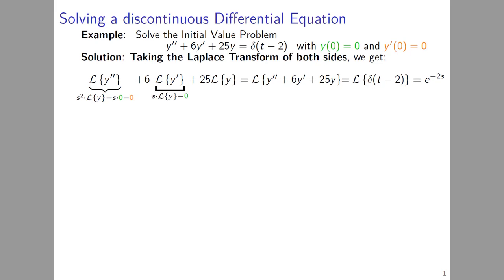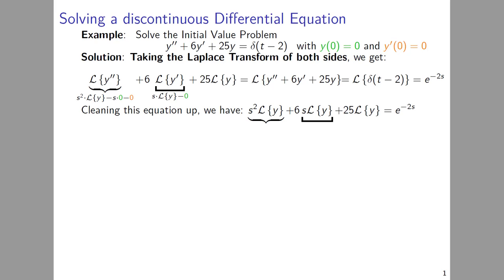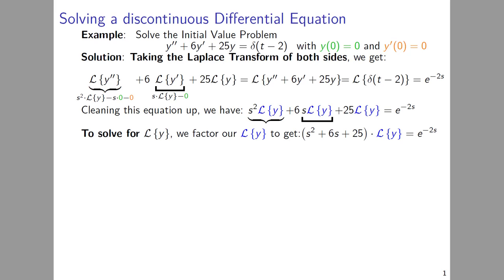Similarly, we can rewrite the Laplace of y prime as s times the Laplace of y minus y of 0, which again is 0. Now cleaning up this equation, we have s squared times the Laplace of y plus 6s times the Laplace of y plus 25 times the Laplace of y equals e to the negative 2s. And to solve for the Laplace of y, we'll start by factoring out Laplace of y on the left-hand side. And we'll have s squared plus 6s plus 25 all times the Laplace of y equals e to the negative 2s.